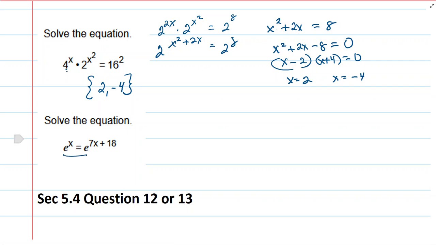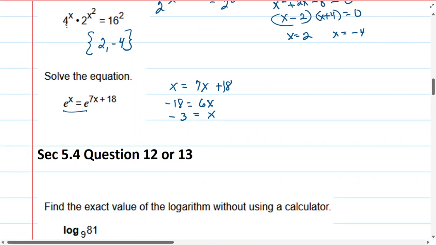On this one, we have like bases. We're going to have negative 18 equals 6x, so negative 3 equals x. And this is just a fraction. That's all this is. But it's 7 times that, so I think that'll work too.